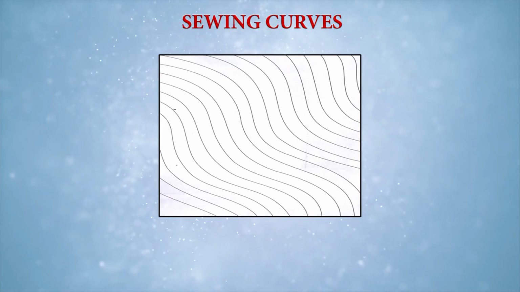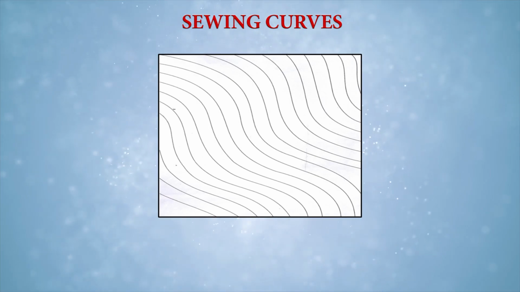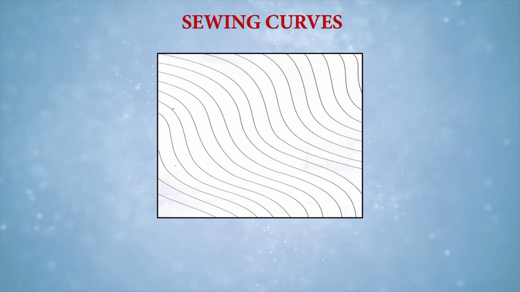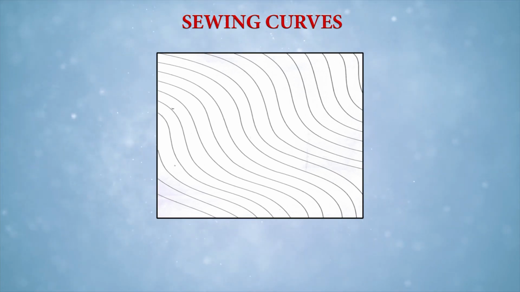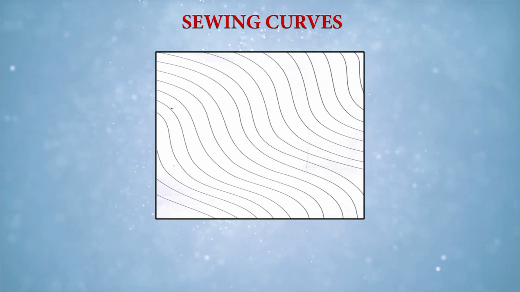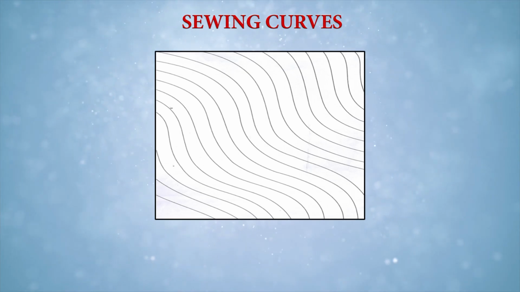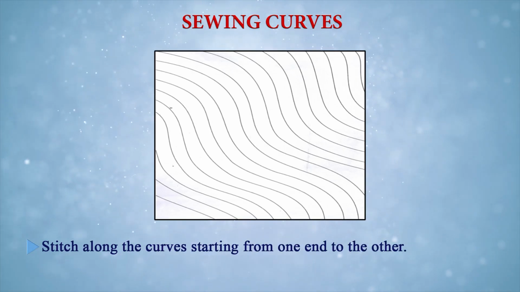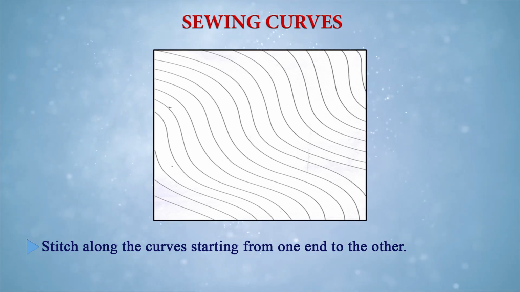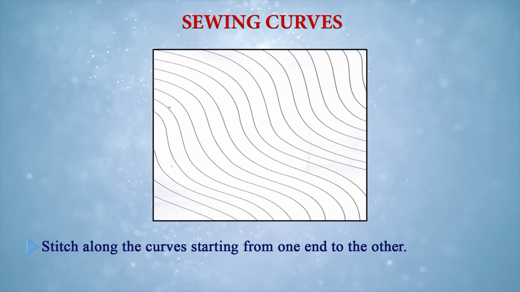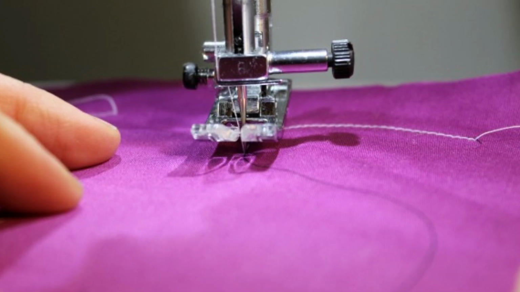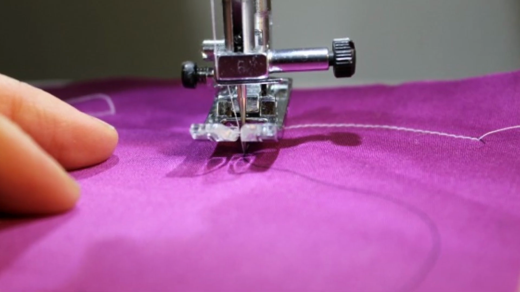What you have to do is start from one end and just move the fabric or the paper as the line goes, without taking the fabric out from the needle, just keep going on the lines. So stitch along the curve starting from one end to the other end and just keep on moving. In this way you will achieve how you can sew the curve lines or the curve part on the garment.